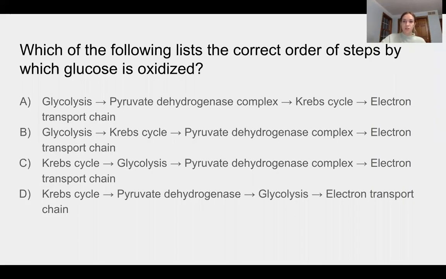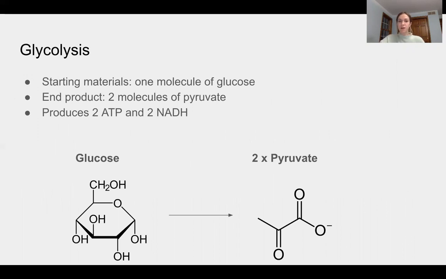All right, so our first question: which of the following lists the correct order of steps by which glucose is oxidized? You can take a minute here, pause the video, and take 1 to 2 minutes to answer the question. All right, now I'm going to assume that you've answered the question by now. So the answer here is A. We go from glycolysis to the pyruvate dehydrogenase complex into the Krebs cycle and eventually end with the electron transport chain.